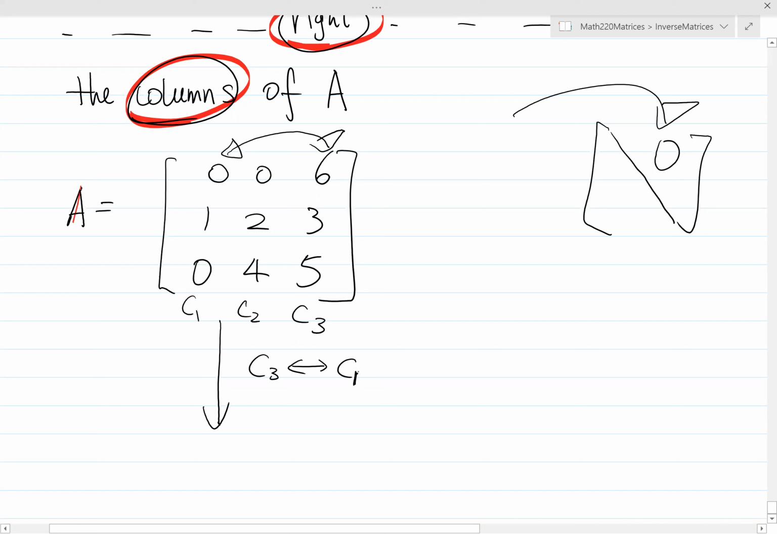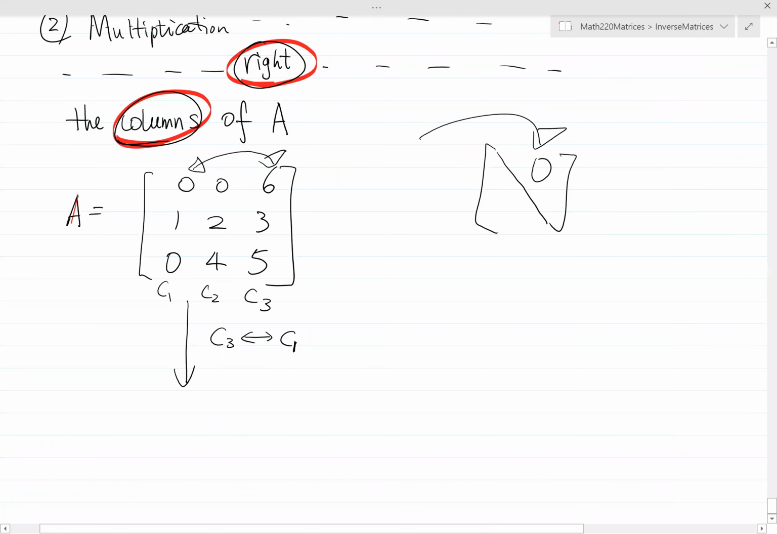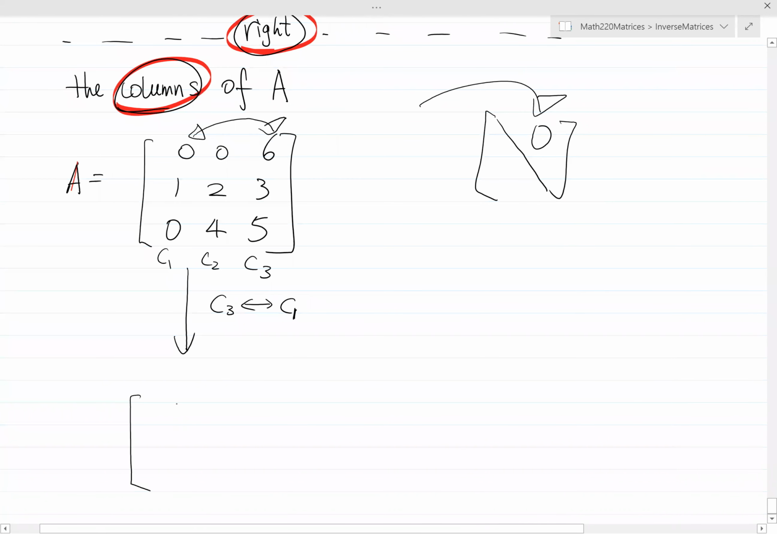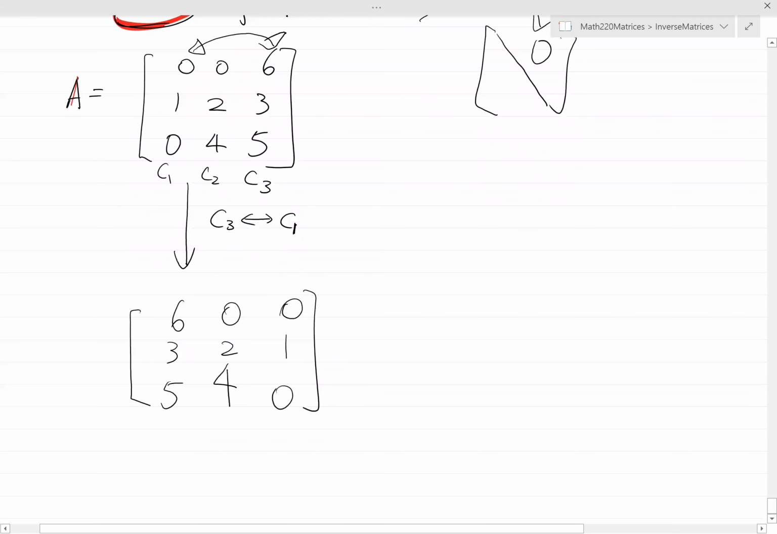Column C1 switches with column C3. So what we get is a column switch: 6, 3, 5. Now the second column is fixed. Now the third column is the first column, 0, 1, 0. Okay? Then what we do is we do row operations.